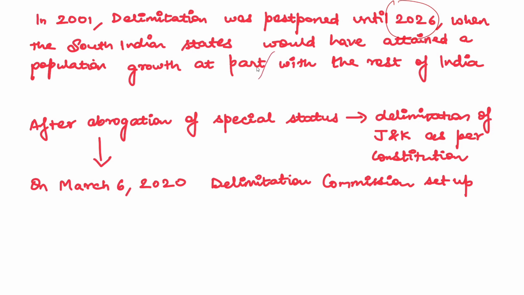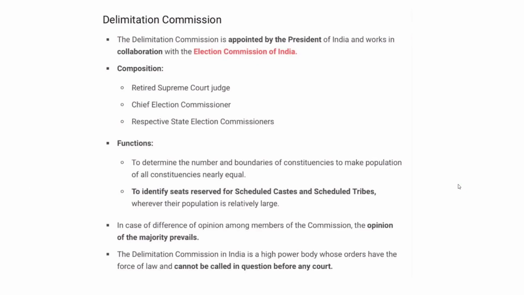As for the state of Jammu and Kashmir, after the abrogation of its special status, the delimitation of Jammu and Kashmir will happen as per the Constitution. On March 6, 2020, the Delimitation Commission was set up for Jammu and Kashmir. But then, hindrances were posed by the pandemic and the exercise is now again in the news. Let us read about the Delimitation Commission in detail.